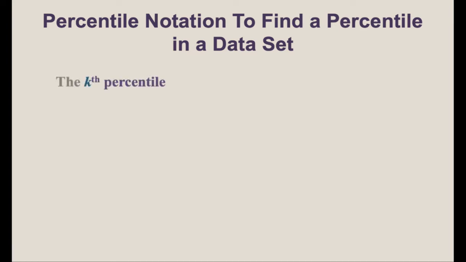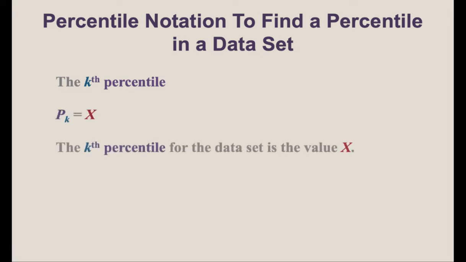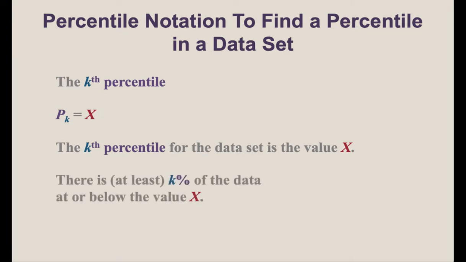Again, to clarify the vocabulary and notation, the kth percentile is the symbol p sub k, and this is the number inside the data set. The percent of data at or below this value is k%. So the percentile is not the percent, it is the data value.